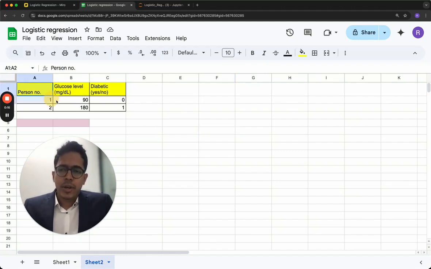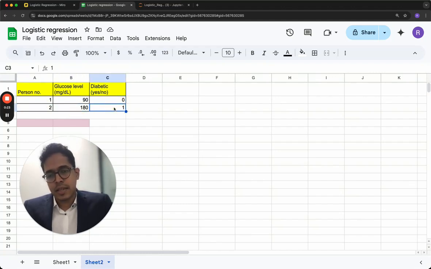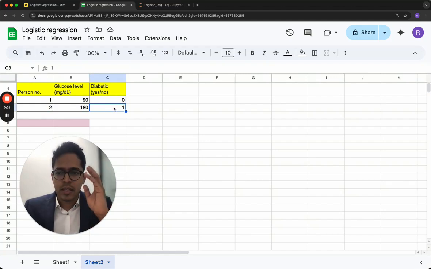So we have only 2 data points. The first person has a glucose level of 90. This person is not diabetic. The second person has a glucose level of 180 and this person is diabetic. Let's imagine that this is a very bad training data set because you don't have that much data. But for the ease of implementation here, let's just assume that this is the case.